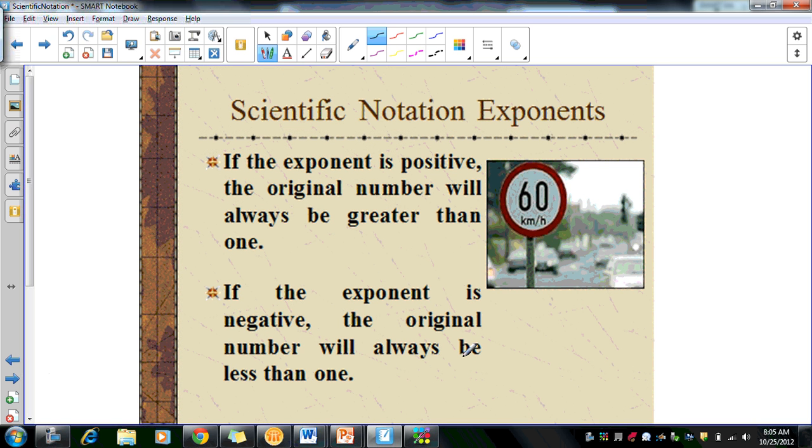So if the exponent is positive, then the original number will be greater. So that expanded form will be greater than 1. If the exponent is negative, then the original expanded number will be less than 1. It'll be a point something.